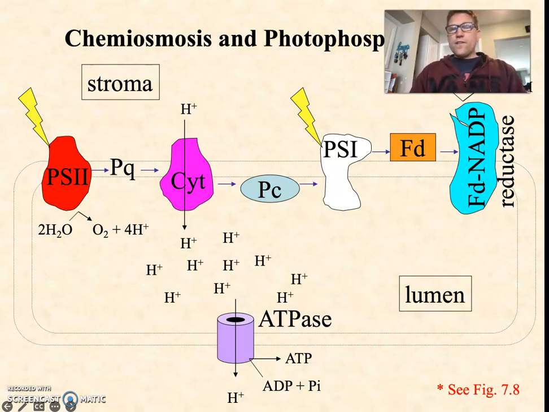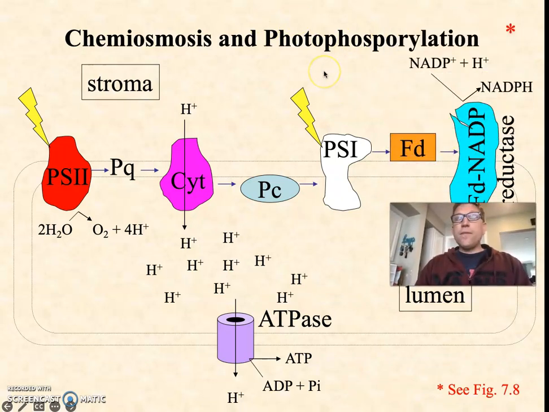Remember, we're talking about photophosphorylation, and we're talking about chemiosmosis. The chemiosmotic theory applies here just like it did in cellular respiration, where you accumulate protons on the inside, the lumen of the thylakoids. You deplete the protons outside in the stroma through the cytochrome pumping, and then that gradient is used to drive an ATP synthase that makes ATP by what we call phosphorylation.